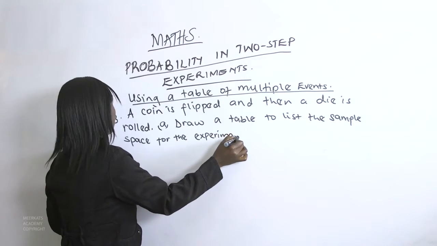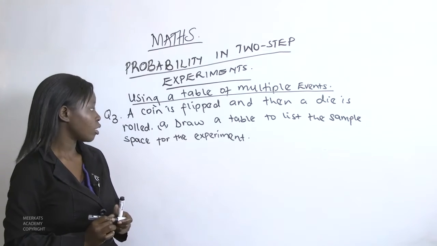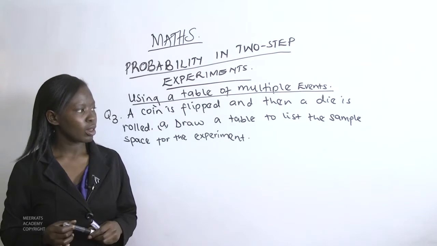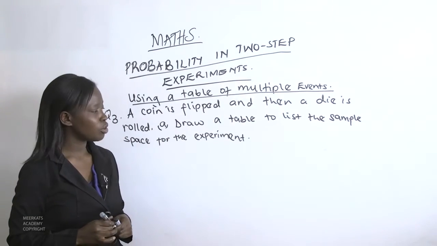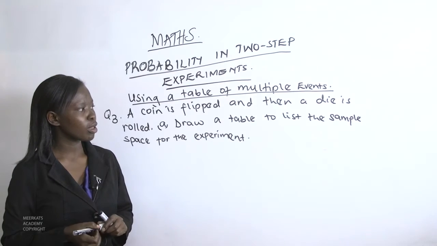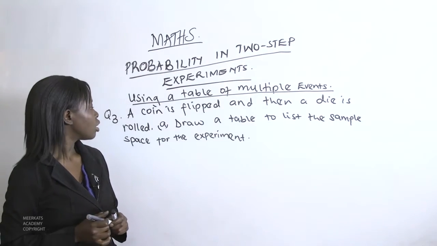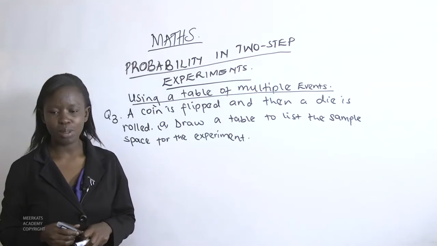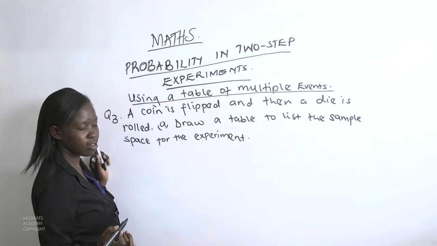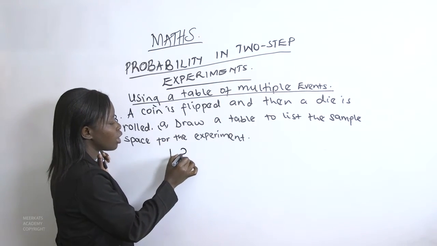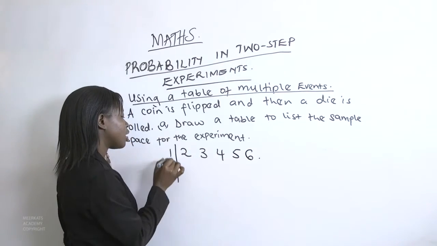So question 3, we have a coin that is flipped and then a die is rolled. Draw a table to list the sample space for the experiment. So we draw a table that is showing the sample space of rolling a die and flipping a coin. So we have a coin and a die. We know that a die has 6 sides labeled 1, 2, 3, 4, 5, and 6. So that is a die.